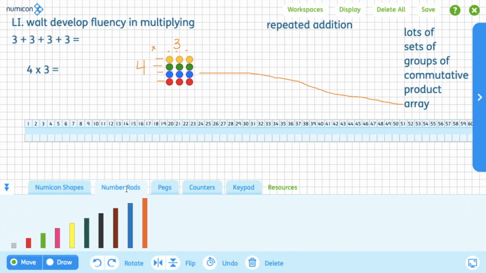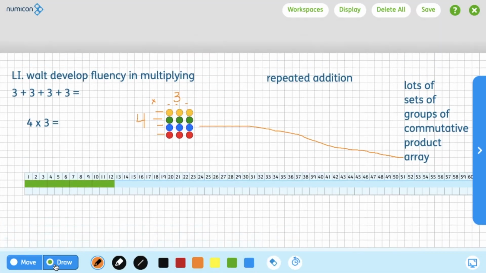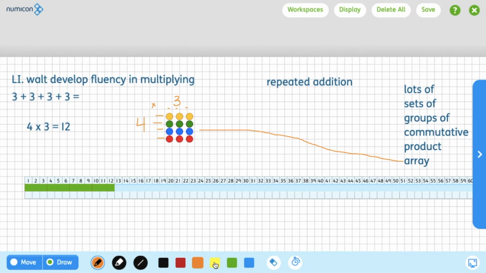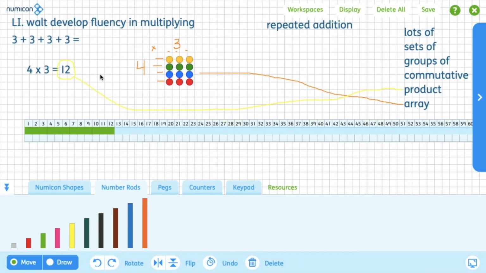You can use number rods to do it. So we have 4 lots of 3, so I need 1, 2, 3, 4, and put them in a number track. Or maybe you look at that multiplying sentence and you already know that 4 times 3 is equal to 12. A reminder that the answer to a multiplying sentence is called the product. So the product of 4 times 3 is 12. All of this is stuff that you have seen and done before. It's just a reminder of how multiplying works.